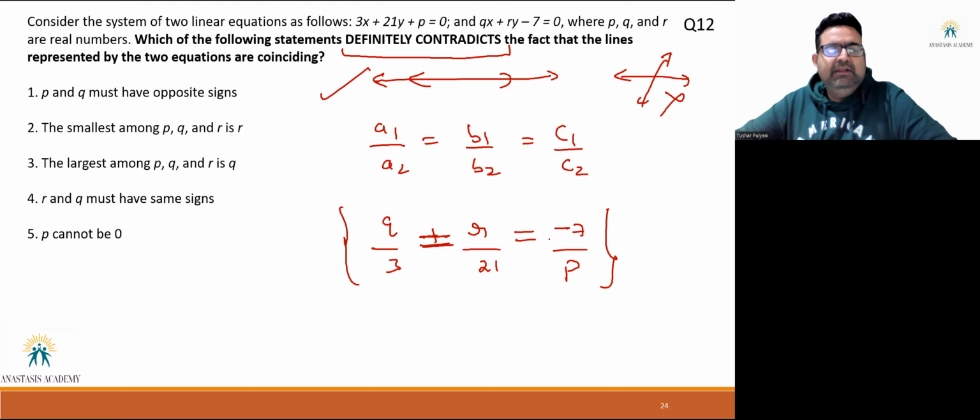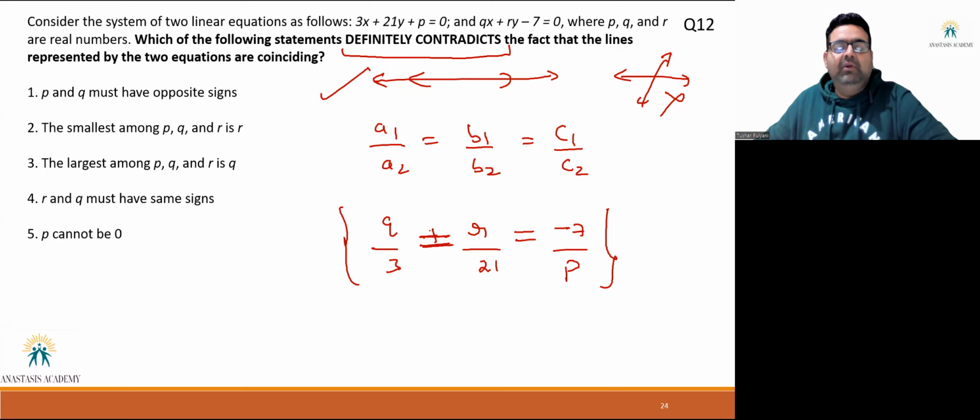First one says P and Q must have opposite signs. This is very evident because Q and R do not have a negative sign, so they have to be of the same sign. But P has a negative sign, so minus P has to equate either Q or R, so they have to have opposite sign. Q and R will have the same sign, and P will have the opposite sign, which means if Q and R are positive, P will be negative. If Q and R are negative, P will be positive. So this is actually a correct option, so we are canceling it because we need to find a contradiction.